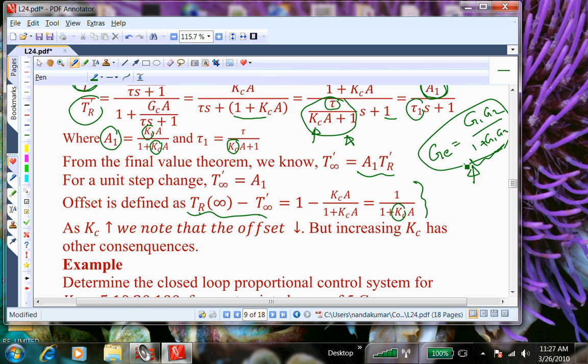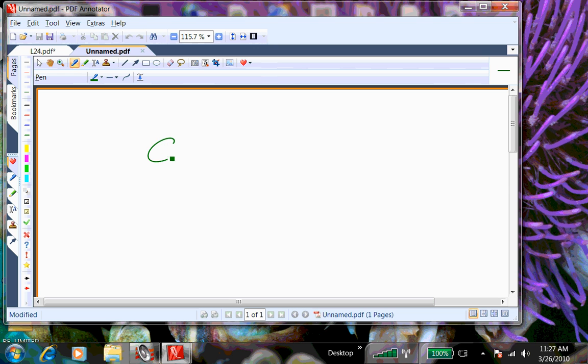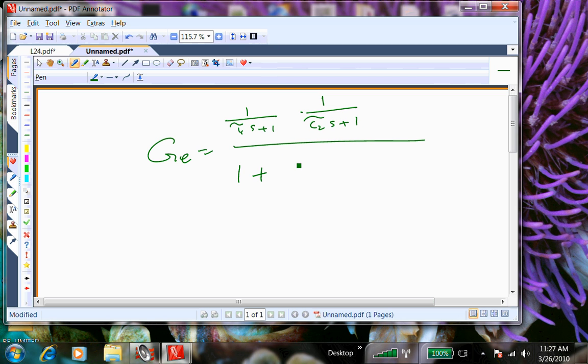Okay, at this stage I give you an effective transfer function in the following form. So the effective transfer function is 1 over tau 1 s plus 1, 1 over tau 2 s plus 1, divided by 1 plus 1 over tau 1 s plus 1 multiplied by 1 over tau 2 s plus 1 multiplied by 1 over tau m s plus 1. This is the effective transfer function, okay, between the output and an input.